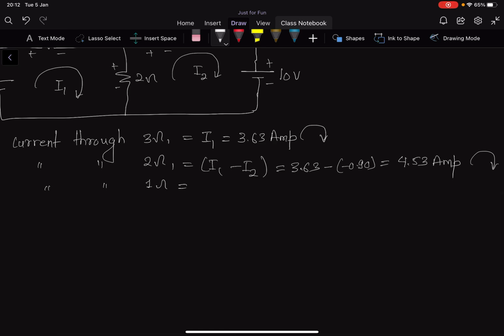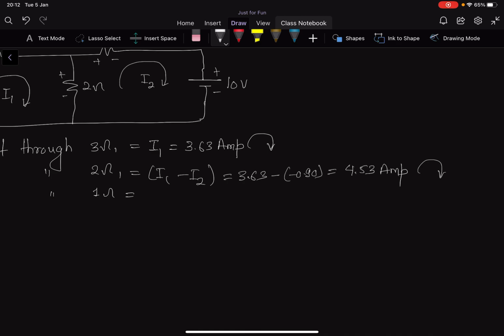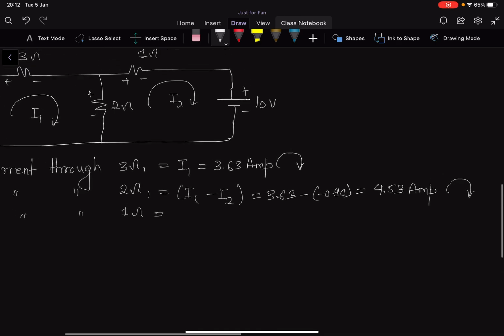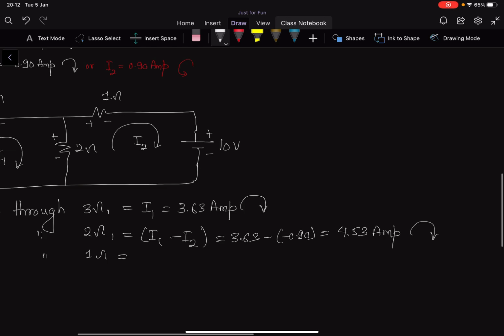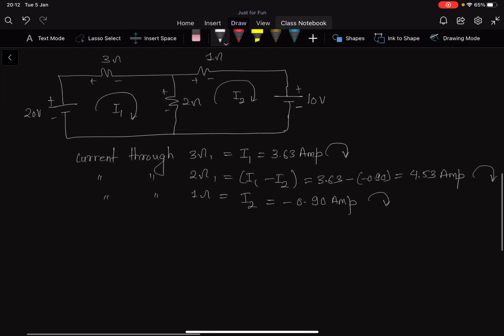All right, next one here is 1 ohm. Finally, the 1 ohm is the outer resistor, and whatever we have already calculated, which is 0.90, or you can also say I2, which is your minus 0.90 amps. And remember the direction here, we're talking about the direction like that, which is a clockwise direction. So yeah, we are done with the current.